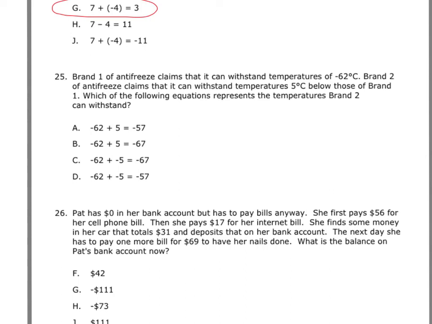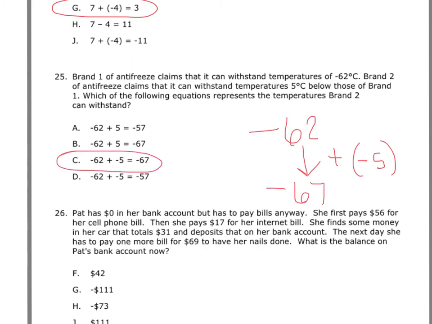So, like if brand 1 is at negative 62 and brand 2 says 5 degrees below that, it's going to get colder 5 degrees. So you're going to add 5 negative degrees to that, and that gives you negative 67, which is this one right here. Now, if you put D, look, negative 57 is actually warmer than negative 62. It's closer to 0, which is a lot warmer than these two temperatures.